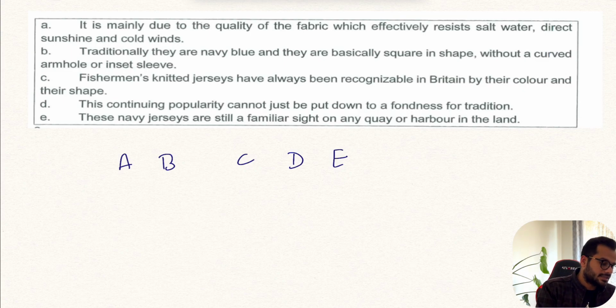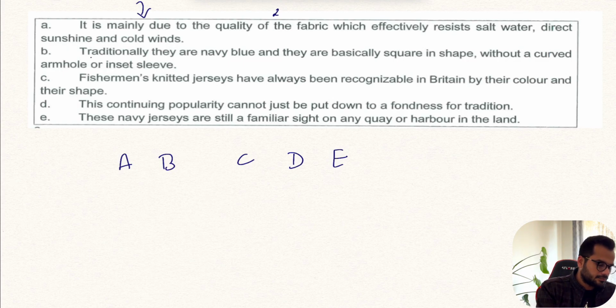Now, first, it says, "It is mainly due to the quality." I can already see that they have already explained something. When we look for an introductory sentence, we always look for something which is being introduced for the very first time. Here, they are saying it is mainly due to the quality of the fabric. What is mainly due to the quality of the fabric? That has not been mentioned. That means they're already ahead of the game. This cannot be my very first sentence.